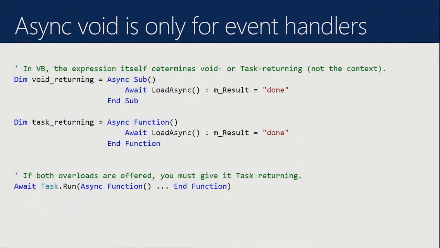The problem is, oh, by the way, aside, we had Visual Basic in the title. I'm going to show most things, but not all things in C#. Visual Basic does not have this problem because in Visual Basic, lambdas that are void returning have a different syntax from lambdas that are task returning. One is async sub and one is async function. So this is a C# only problem.